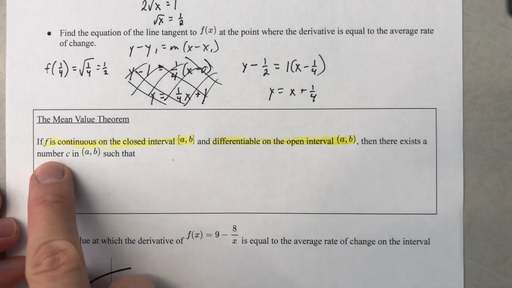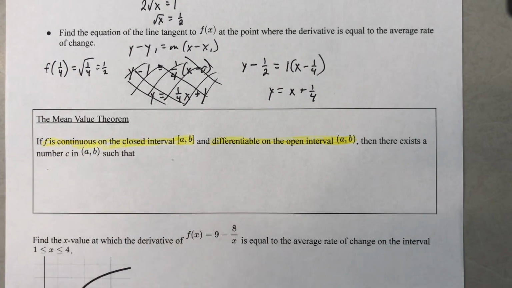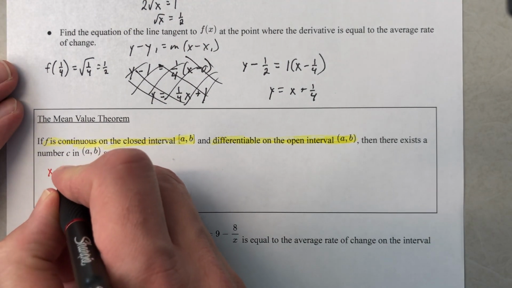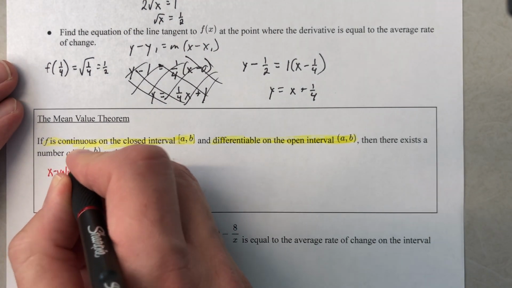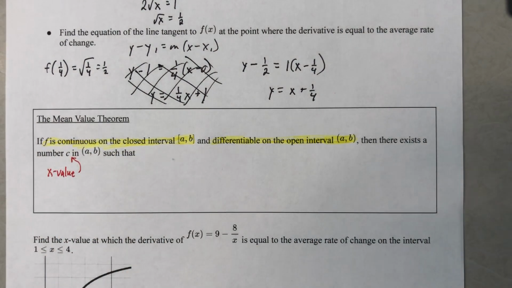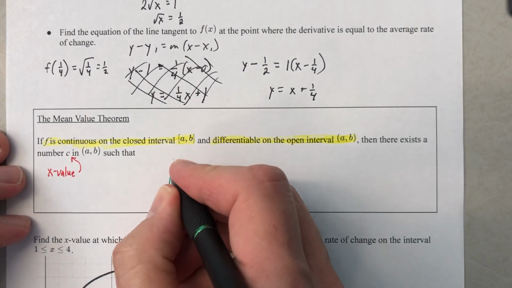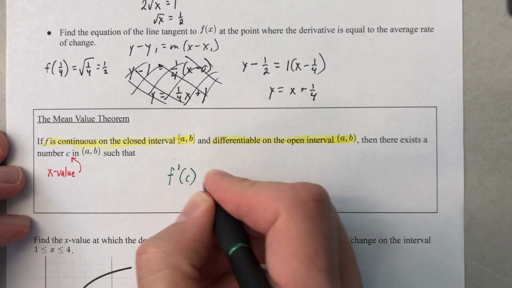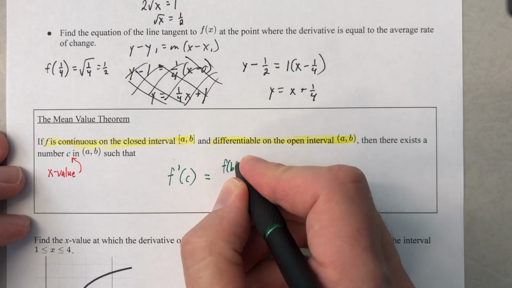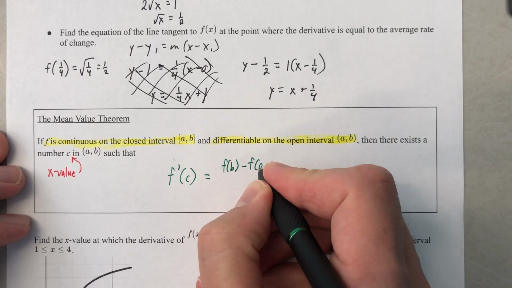Then there exists a number C, some x value. I think that's worth writing. So we're going to say that C is an x value, at least one number C, in (A, B), the open interval, such that what? Well, I'm glad you asked. Let me write it down for you. We'll write it in blue. No, green. Got your hopes up on blue. That the slope at C is equal to the average rate of change on the interval.